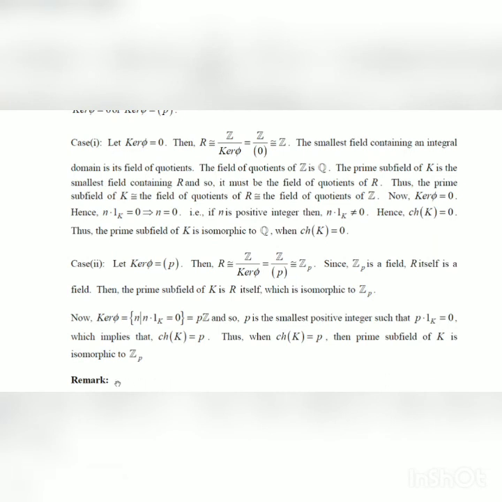Now let's see the remark. Remember here, whenever we write 1K, 1F, that means they are the multiplicative identity of field F, just to indicate that it is a multiplicative identity of that field. Otherwise, simply you can write 1, no distinction between them. And if the characteristic of a field is P, then you don't have to write P into 1K or P into 1. Simply you can write P equal to 0.